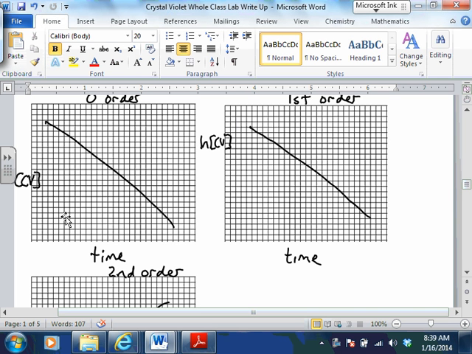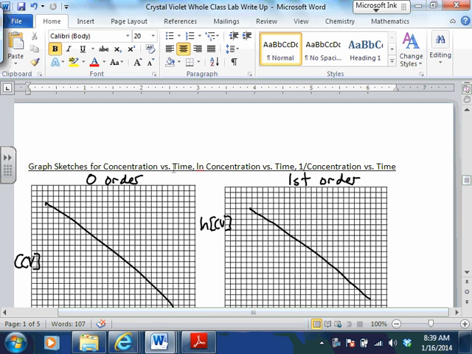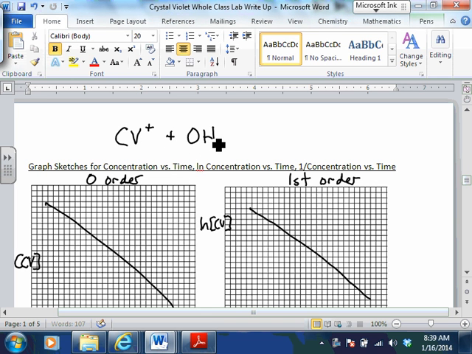So the rate law, you might get an idea of what it is based on whether it's a zero order, first order, or second order. Actually, the rate law, if it's a zero order, is very easy. It's just rate equals k. The rate equals the rate constant. If it's a first order, then you could have the general reaction that you've got here, CV plus OH minus yields CVOH. It's a very simplified version. Crystal violet is CV. Your two reactants there, the CV plus and the OH minus.